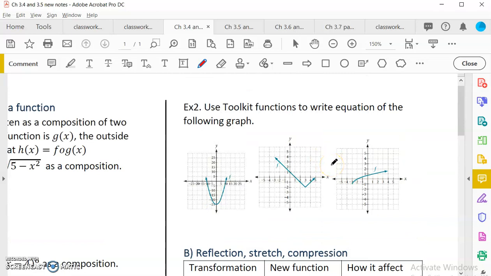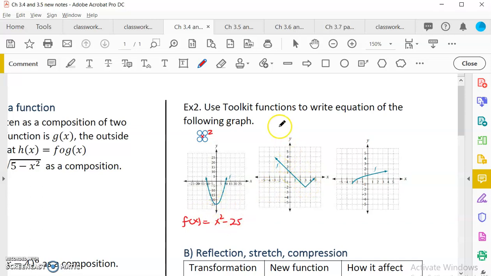We can do another question. These are some of the toolkit functions. I don't know if you still remember them, but let's see if we can write the equation of that. To do that, first you have to identify what kind of toolkit function it is. It looks like a parabola, so the original function should be x squared, right? Compared to x squared, this is down 25. So this equation is x squared minus 25, because it's down, so it's outside.